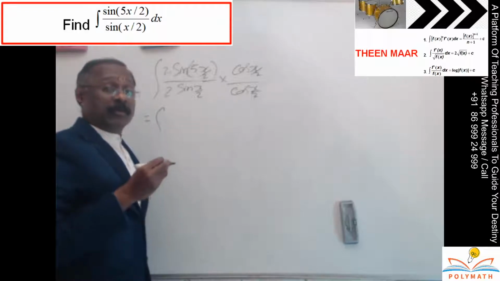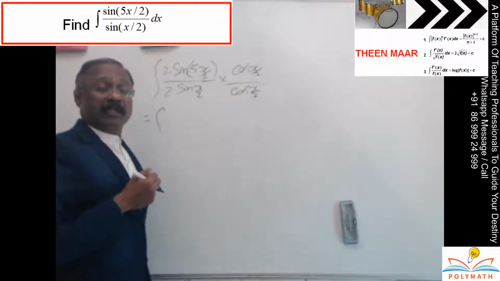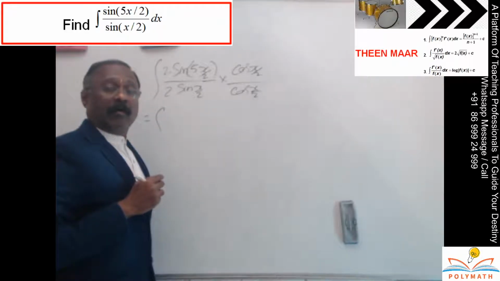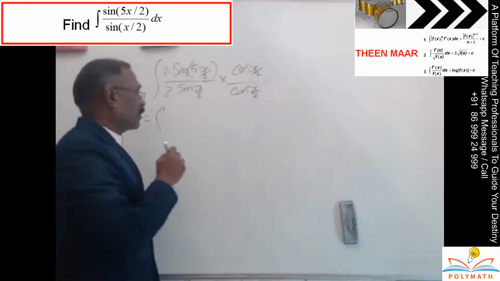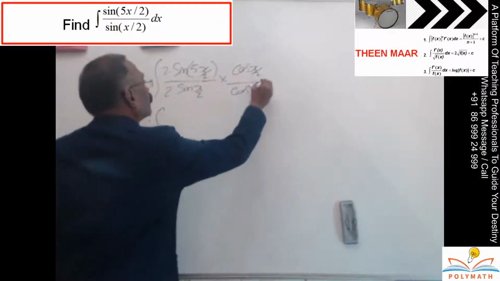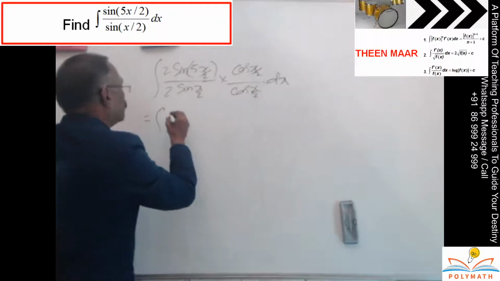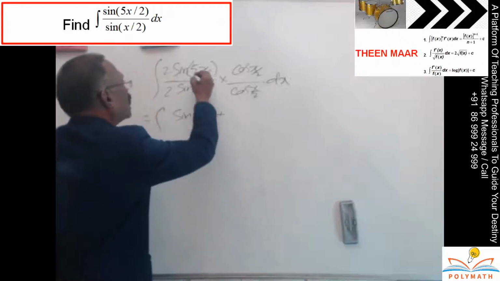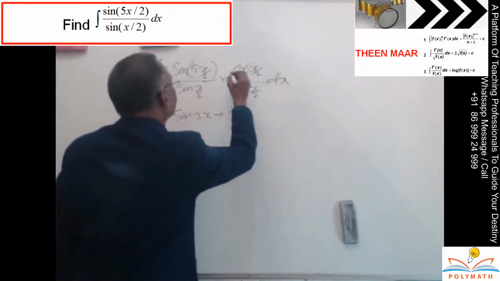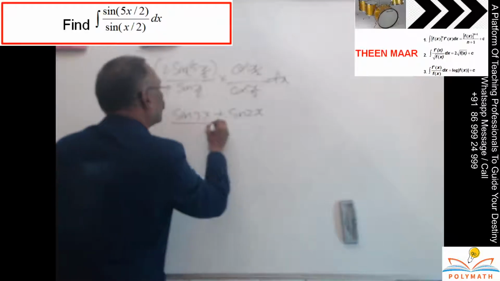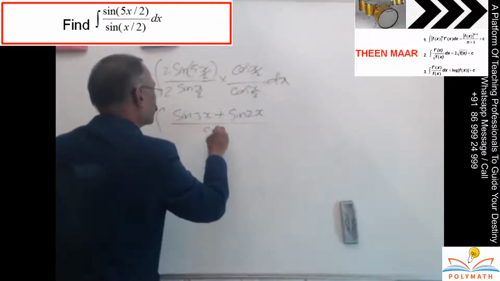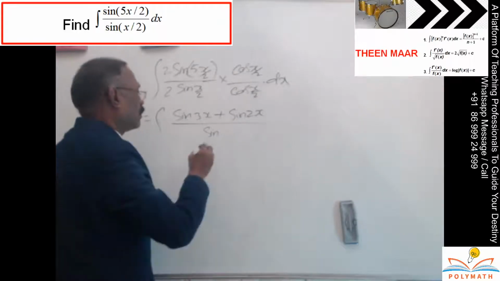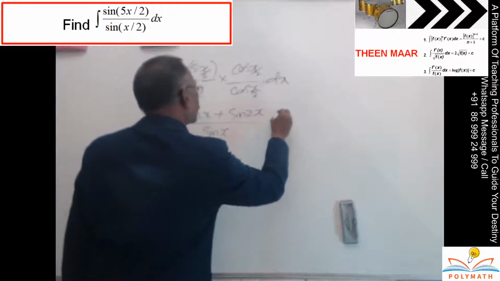And thereby the numerator becomes 2 sin a cos b, a trigonometry formula. You have to remember the trigonometry formula, because many problems in integration are to be solved using it. 2 sin a cos b is sine of a plus b plus sine of a minus b, whole divided by sine 2x. This is 2 sin a cos a, sine 2a, becomes sine x dx.